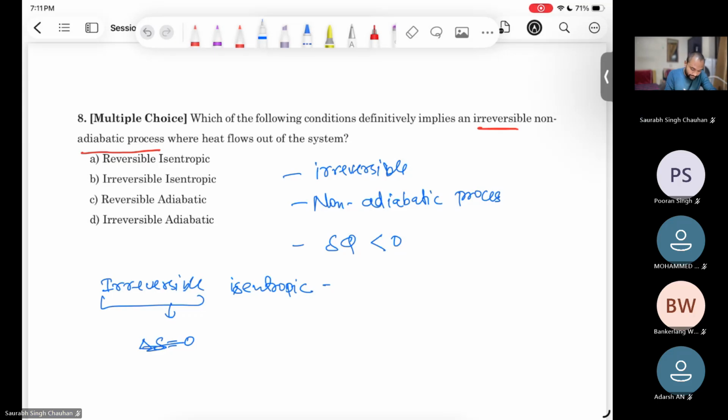Oh, sorry. Not equal to 0. Entropy change of the system is not equal to 0. There is some entropy change. No. Again, sorry. Isentropic means entropy change of the system is 0. Okay. Isentropic means entropy change of the system is 0. Irreversible means entropy generation is there. Okay. And irreversible means there is some entropy generation.